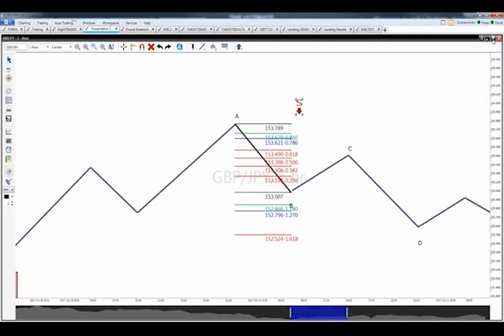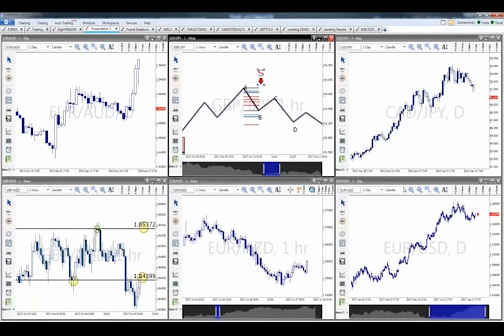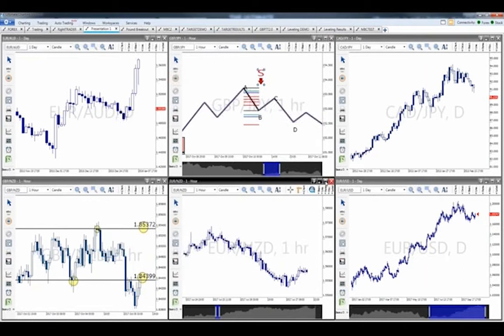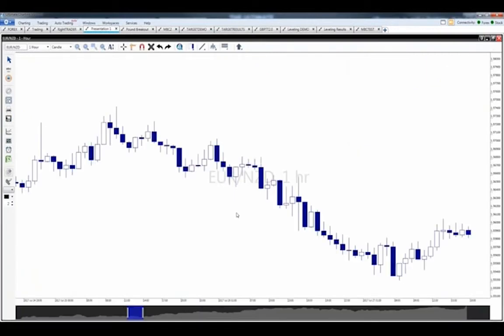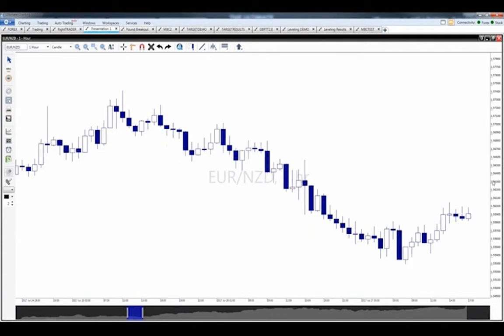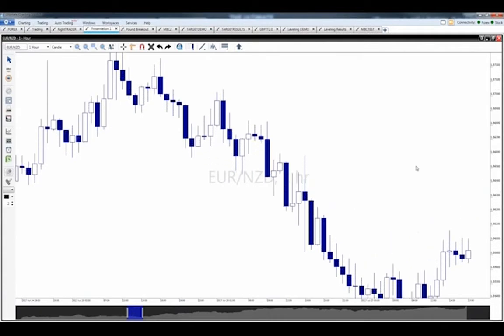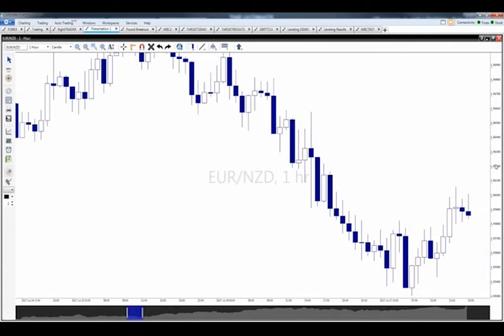Well, let's apply this to a real market opportunity that's happening right now. Let's look at the Euro New Zealand dollar, okay? And what we're going to do is we're going to draw out our opportunity here. Get this all set up so it's easy for you to see.